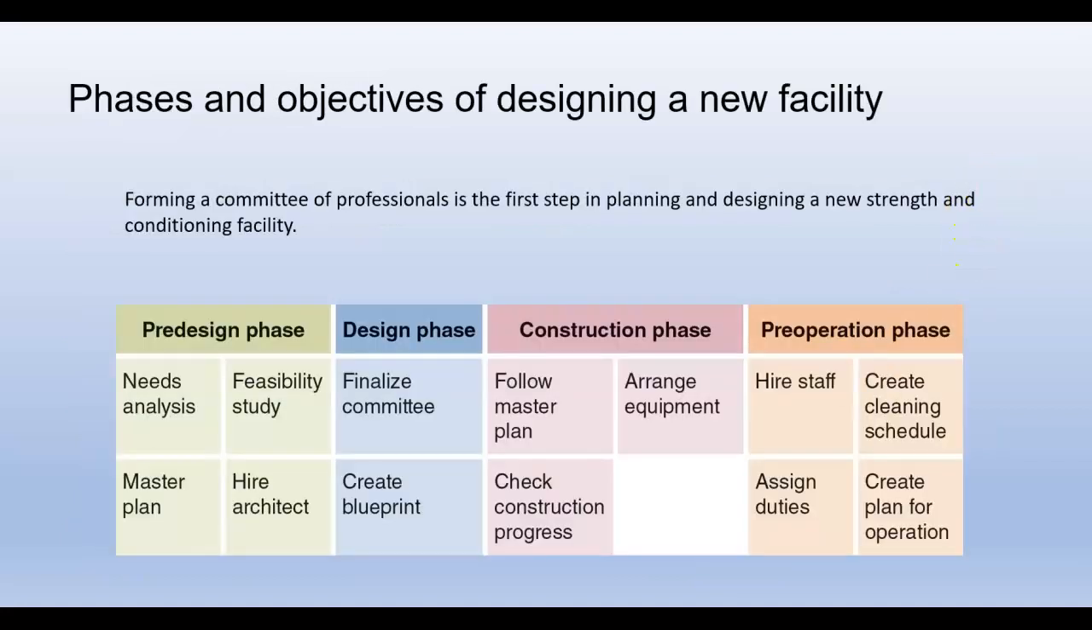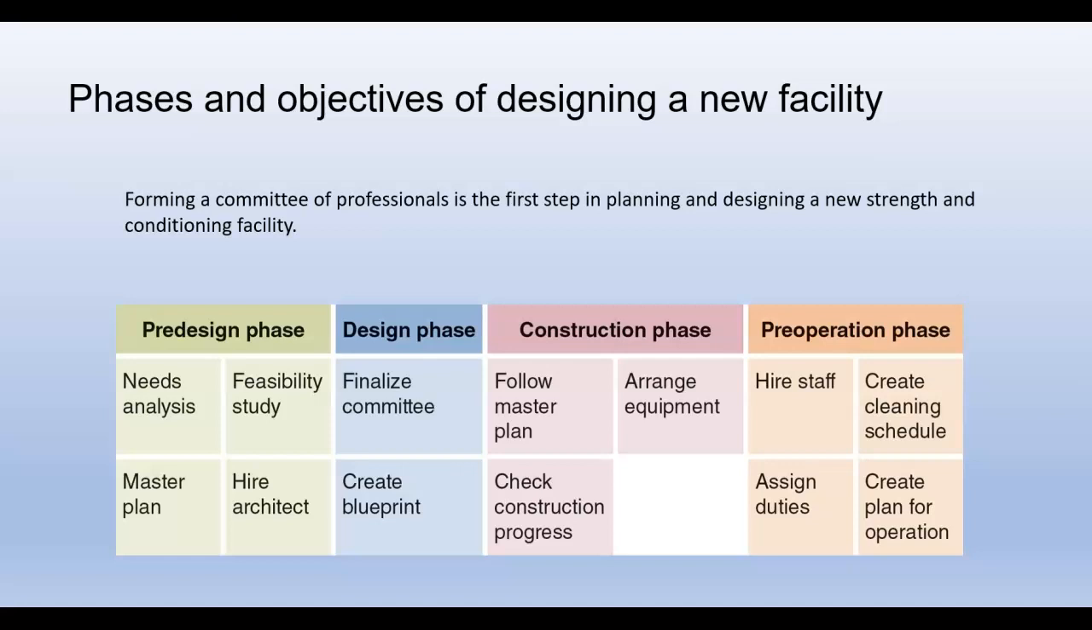Okay, so here is our first topic. We're going to go over the phases and objectives of designing a new facility. First and foremost, forming a committee of professionals is the first step in planning and designing a new strength and conditioning facility. And here are the main phases when you're designing the facility: the pre-design phase, the design phase, the construction phase, and then the pre-operation phase. All of those four major phases have sub-phases.